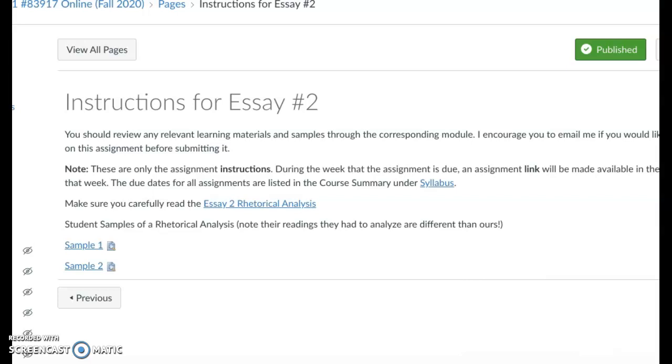I'm going to go over Essay 2 really quickly. Essay 2 is a rhetorical analysis, and I had a lot of questions already about what a rhetorical analysis is exactly, so I thought it would be important to go more in depth about the instructions.